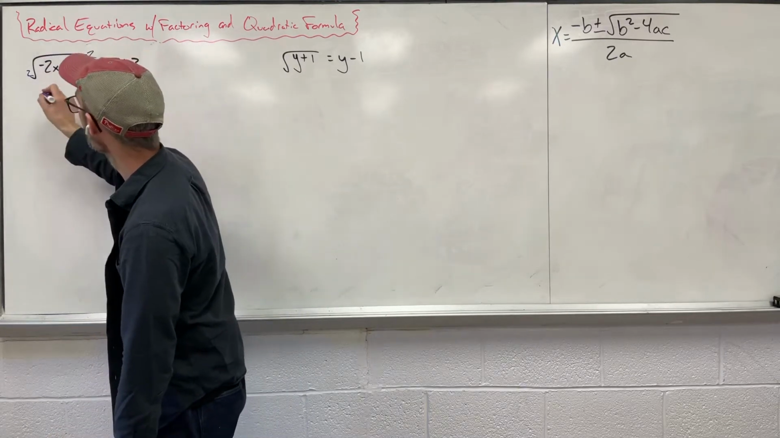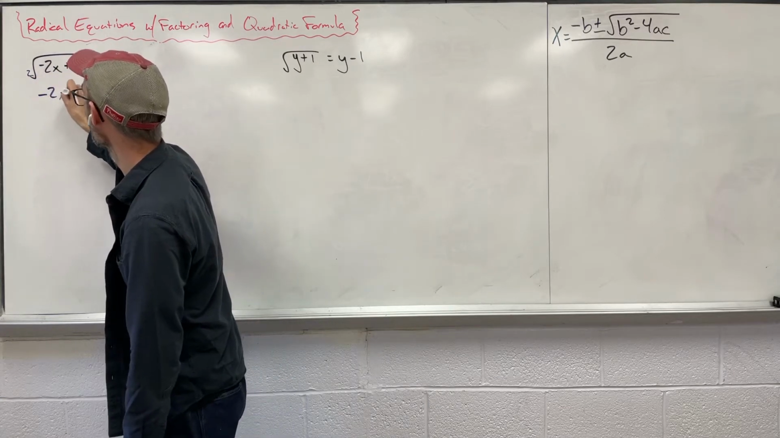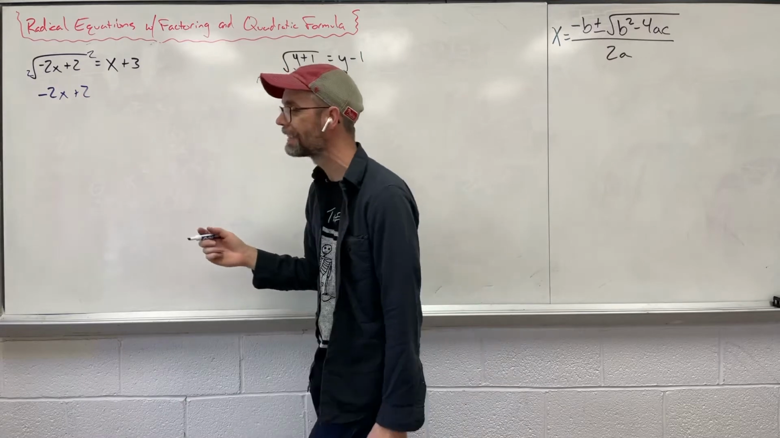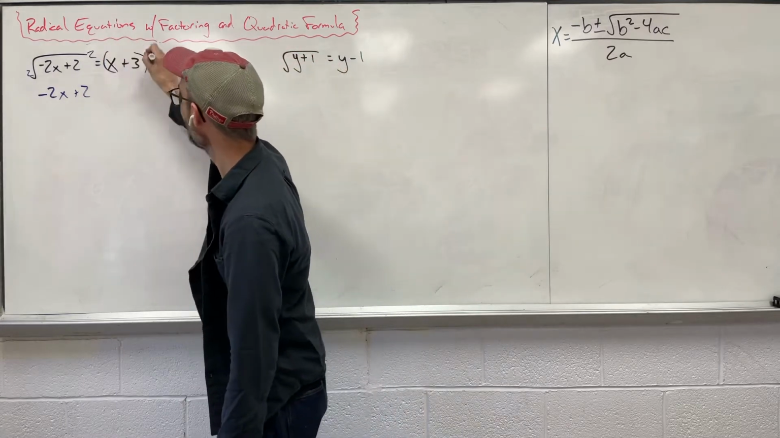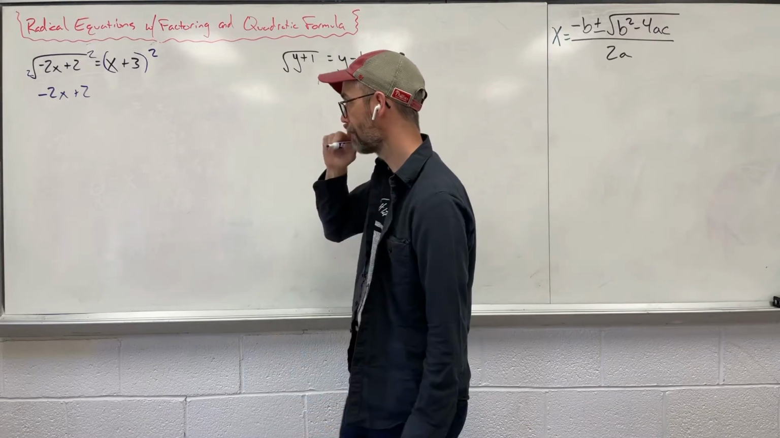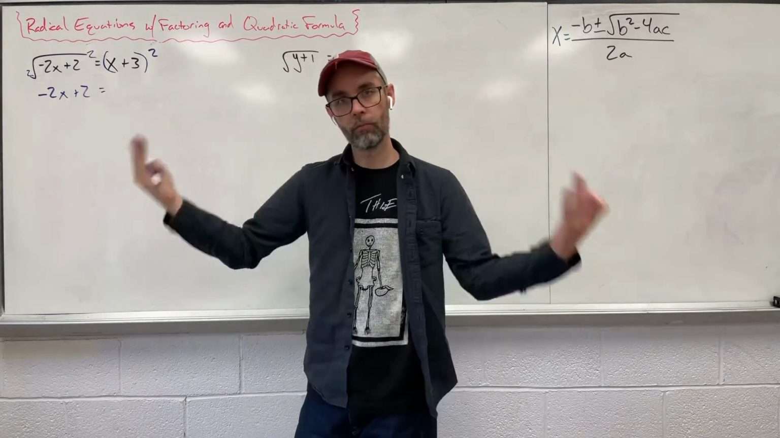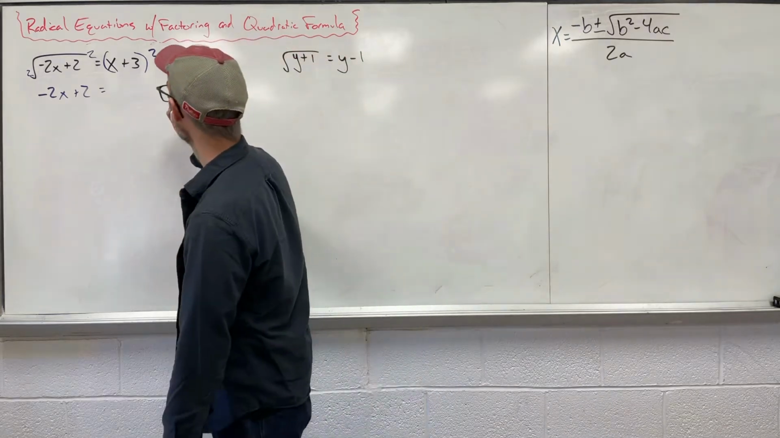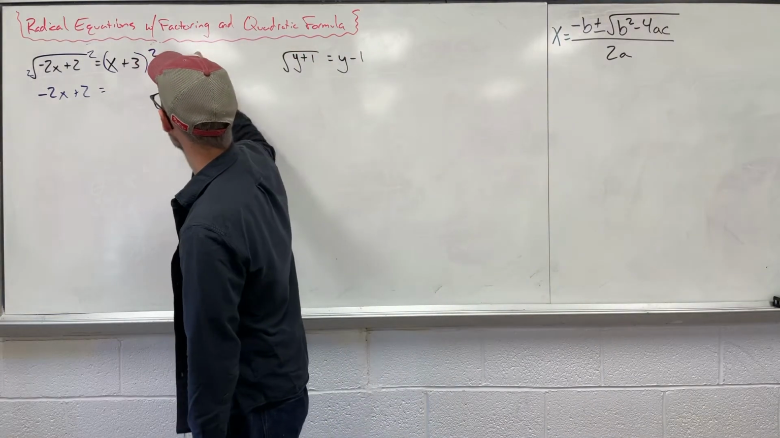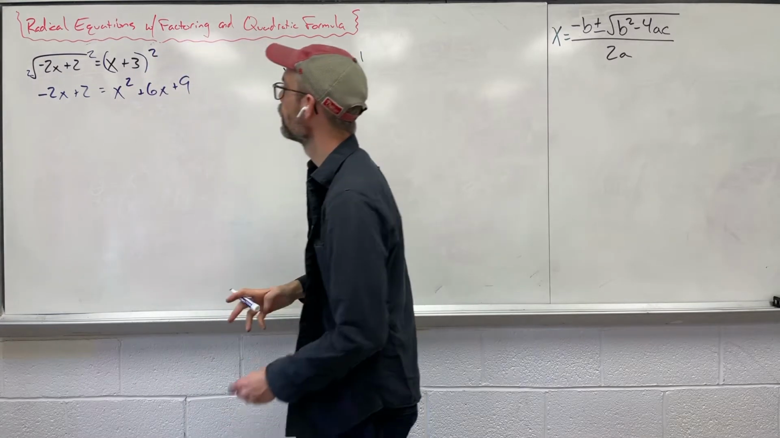On the left side here, the square root and the exponent cancel out. You're left with negative 2x plus 2. On the right side, I need to make sure everything gets raised to that exponent of 2. So now I have two of these parentheses here. I have to multiply them together. When I do, I get x squared plus 6x plus 9.